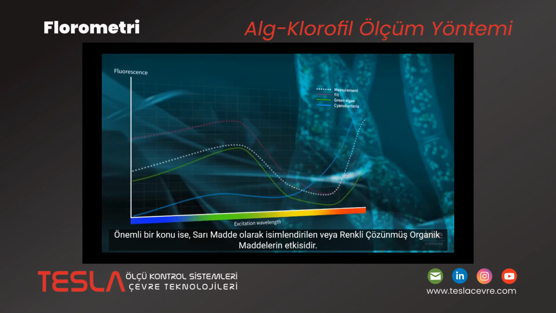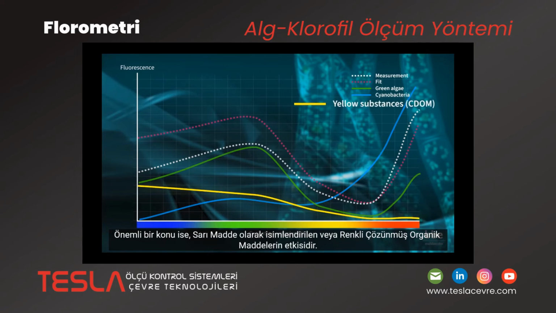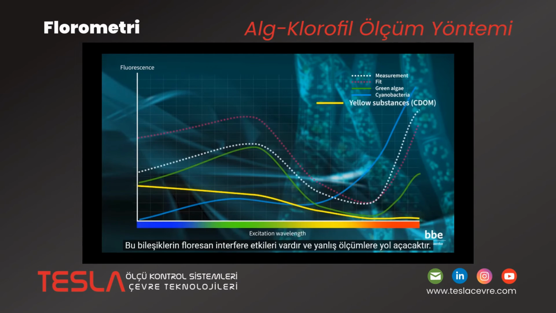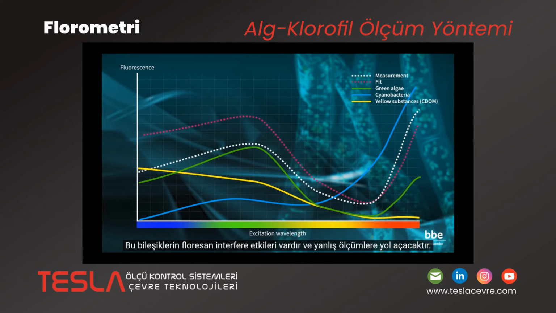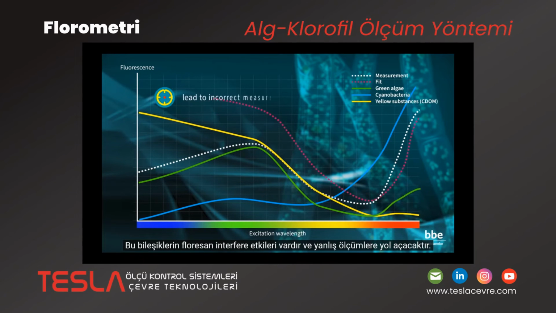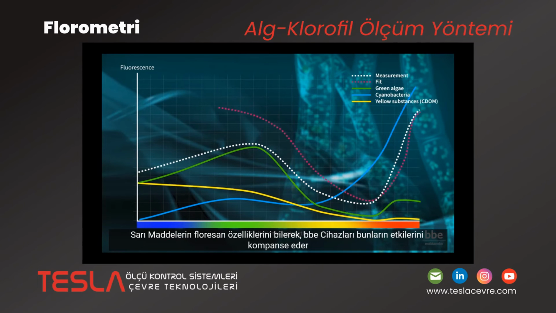An important issue is the effect of so-called yellow substances, or color-dissolved organic matter. These compounds have interfering fluorescence effects and will lead to incorrect measurements. Knowing the fluorescence properties of yellow substances, the BBE devices compensate for their effects.